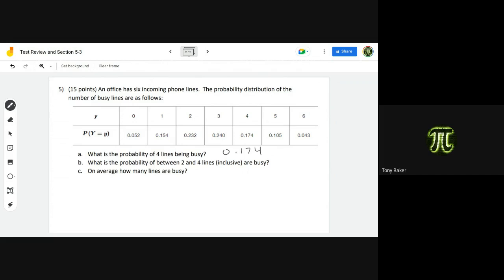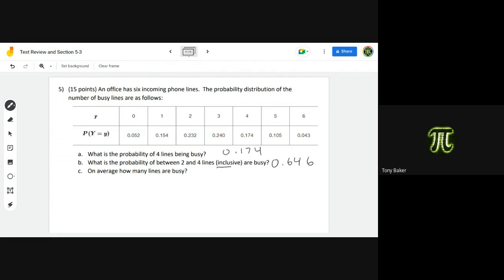So we're going to add those 3 together. What did you get? 0.646. From adding the 2, 3, and 4 lines. Okay, I'm going to trust you. I didn't do it. So, all right, so you're just going to add those.